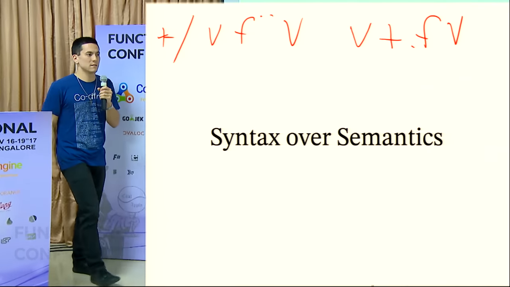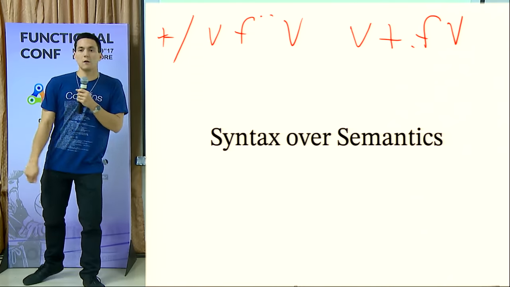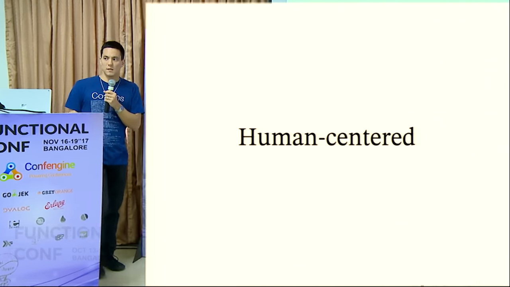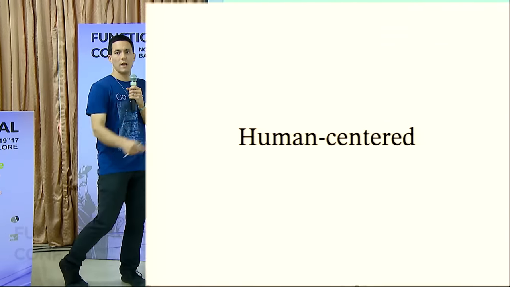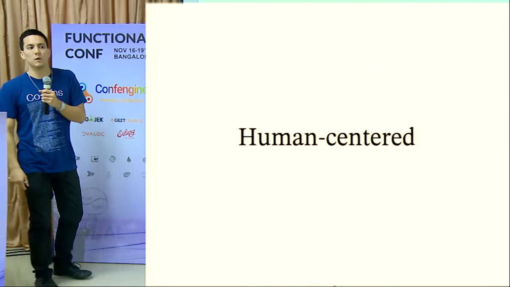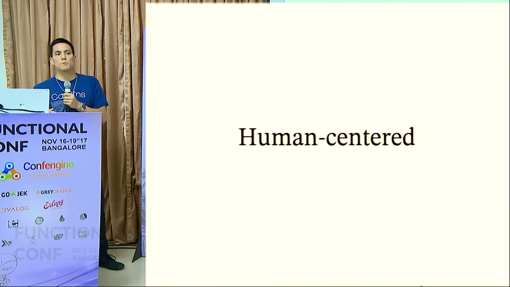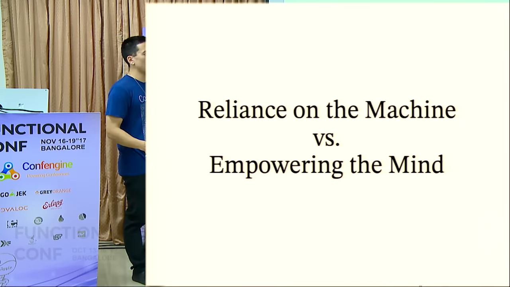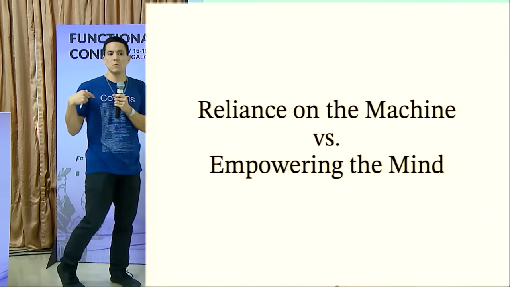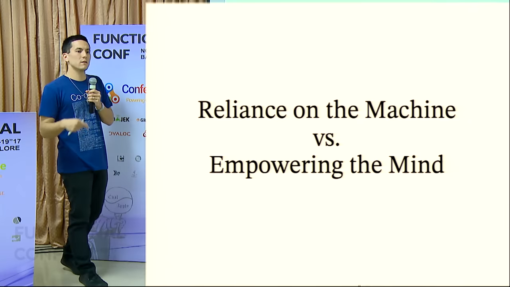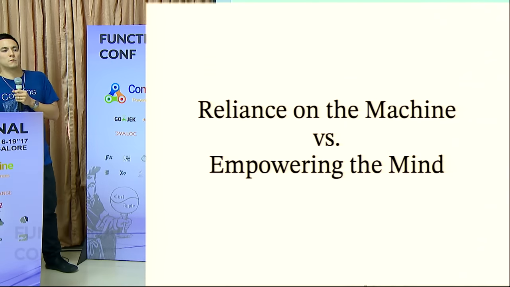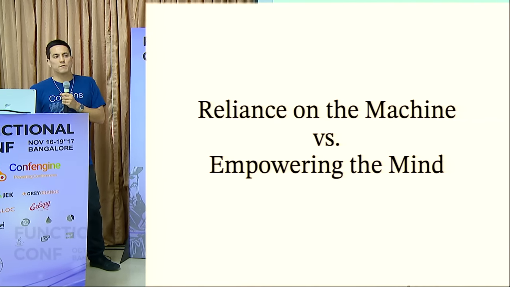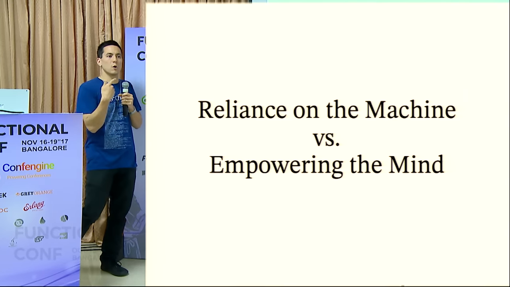And so syntax over semantics is the last pattern here. Syntax over semantics ties it all together, because APL is meant to be human-centered. We're meant to be talking to people, explaining ideas to people. And yes, it's executable, but that executability should come to the aid of the human rather than drive it. So we don't want to be reliant on the machine. We want to leverage the machine. But we want our notation to work to empower our mental capacity rather than offloading our mental capacity and expecting the machine to do the thinking for us. It's about putting things in their proper place. And part of this, notationally, is about focusing on how the code looks.